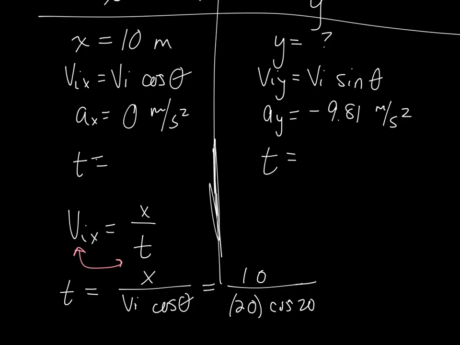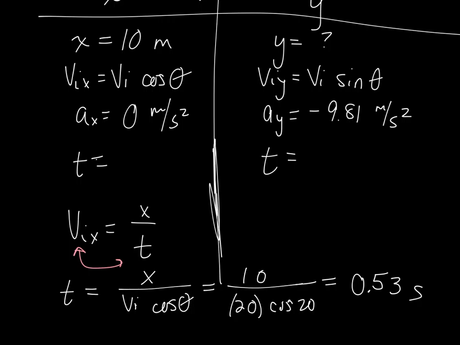So VI is 20 meters per second. The angle theta is 20. So we have 10 over the product, 20 cos 20. Put 20 cos 20 in parentheses before you type in your calculator, if you're going to do this all in one line. What do you get when you do 10 over 20 cos 20? What do you got, Katie? 0.53. And this is going to be units of seconds here.